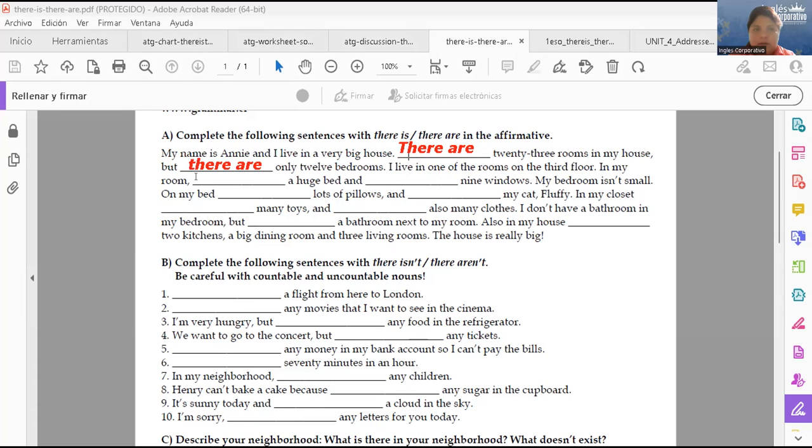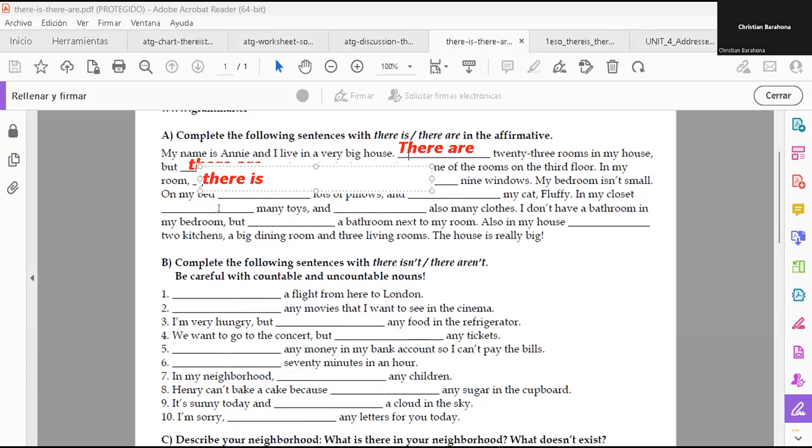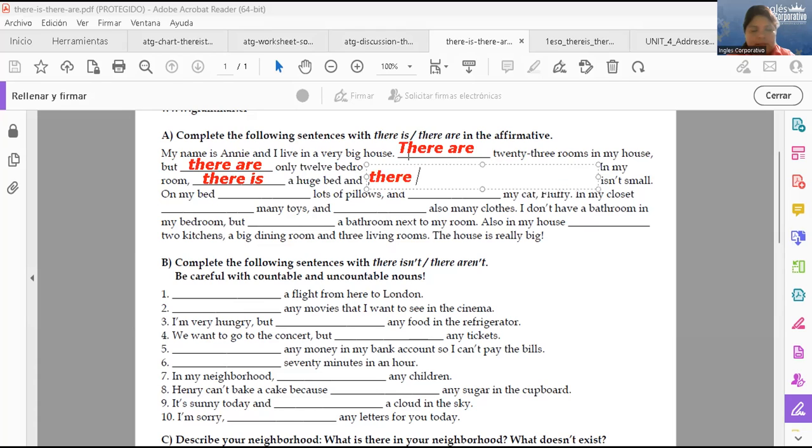In my room, there is... There is what? A huge bed. And there are nine windows. Okay, perfect, Christian. Continue. My bedroom isn't small. There are a lot of pillows.